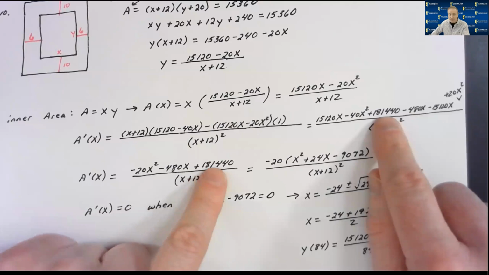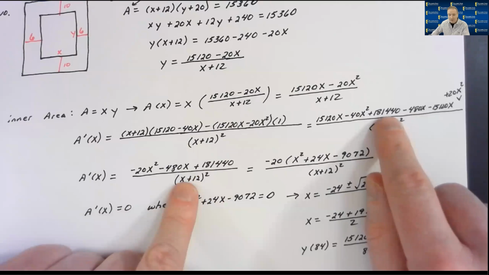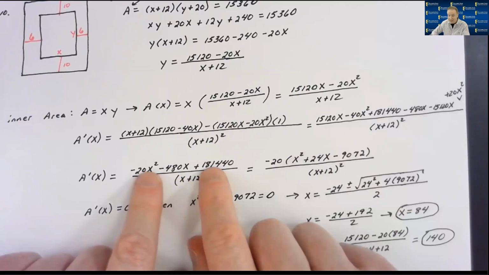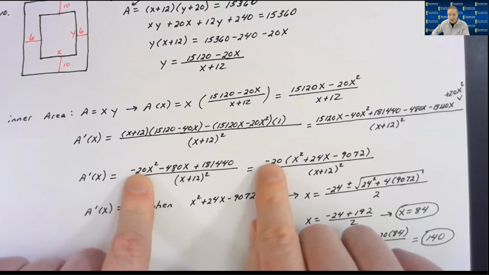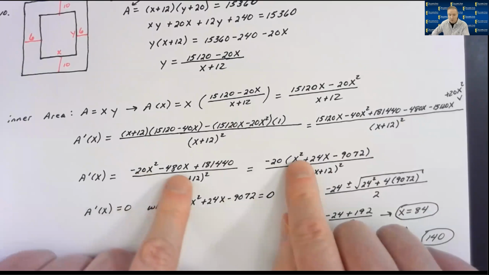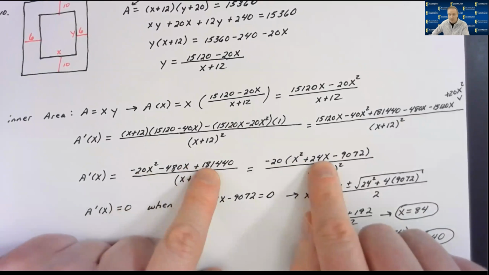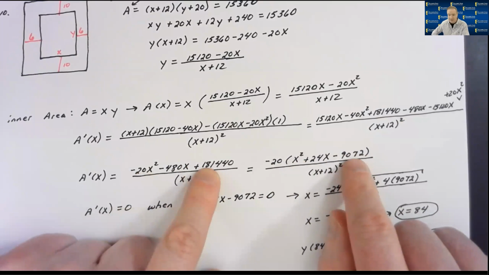And then, of course, plus our constant of 181,440. Now, I was thinking, well, maybe this would factor, but it doesn't factor very nicely. Now, one thing I was able to do is I was able to take the greatest common factor of negative 20 out of it, and that left me x squared plus 24x minus 9,072.